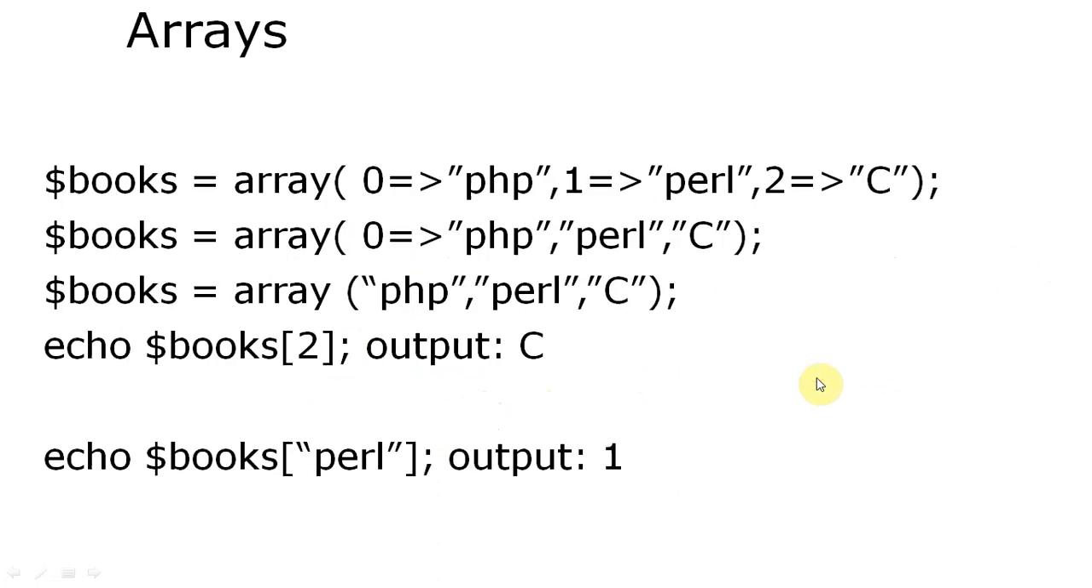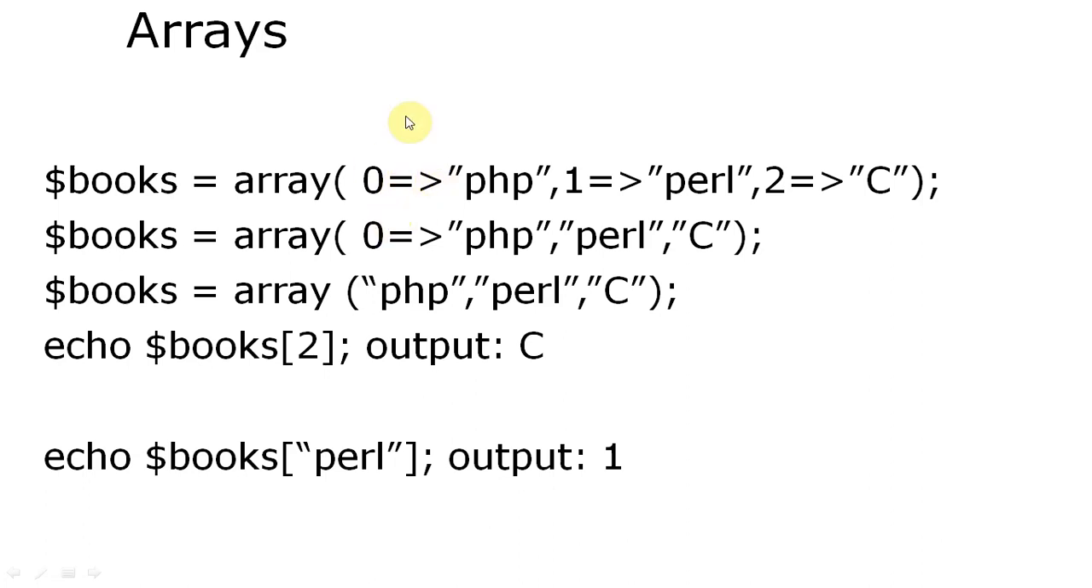So in this lecture, first of all, I will discuss the array. You can see here how to define an array. How to write an array? You can see in this statement. Array zero position means array. We have to write the array keyword, and then zero equals to, and then the equals sign and greater than sign.